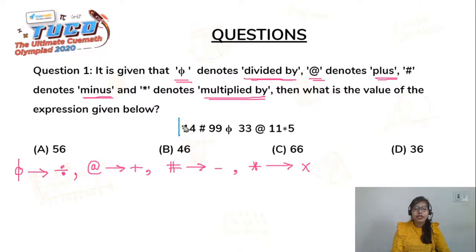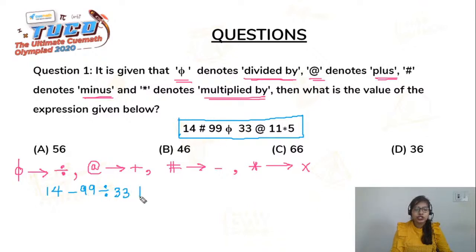Then what is the value of the expression given below? So here goes our expression. All of you can see the expression. And we are going to replace these symbols with the respective operators that have been given to us in the question. Okay. Based on this, let me just substitute. 14 hash. So we know that hash basically denotes a subtraction. Minus 99, phi denotes a division, divided by 33. At the rate denotes an addition, so we have a plus, and then we have 11, and we have this star which basically denotes multiplication, times 5.